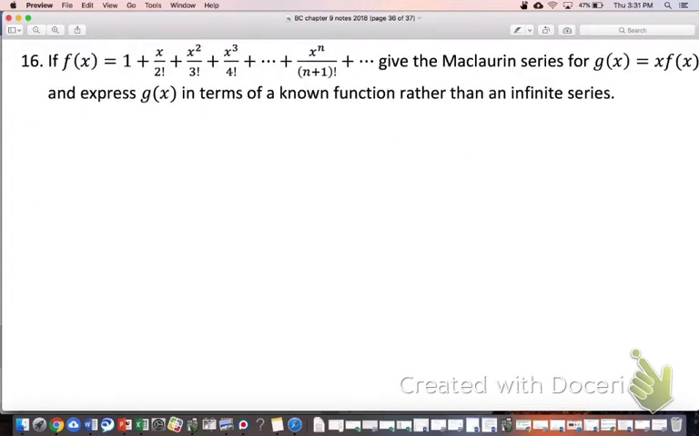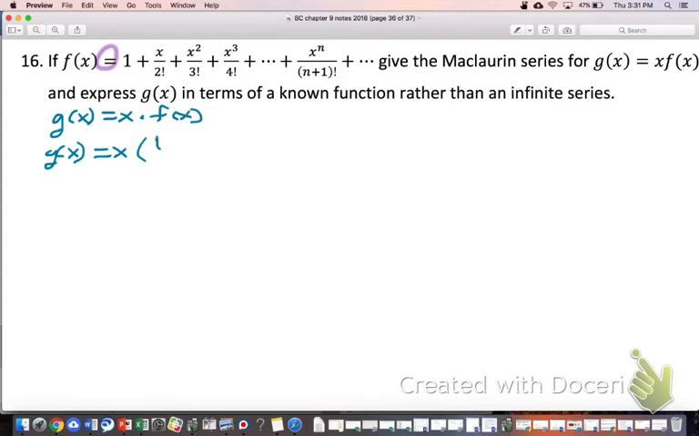Okay, this one gives us a function f of x, and it gives us a power series for that function. And it goes on to say we're supposed to give the Maclaurin series for this other function, g of x, which is equal to x times f of x, and then we're supposed to recognize that g of x is some other function that we're supposed to know. Okay, so if g of x is equal to x times f of x, and f of x equals that power series, then what I can do is replace f of x with that power series.